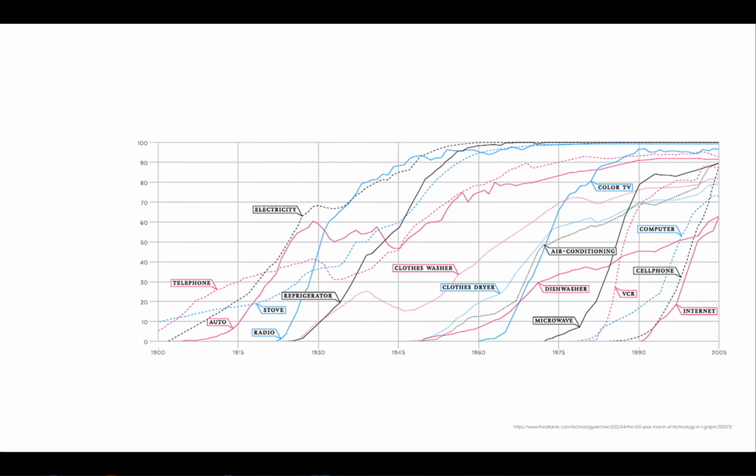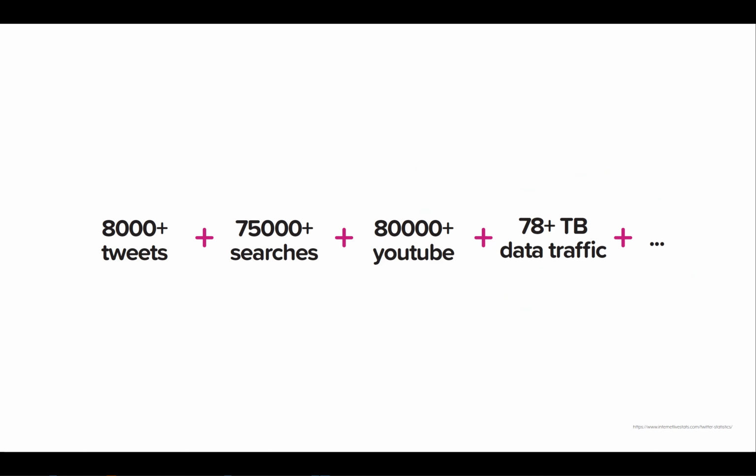But this graph is particularly interesting when you look at just the rate of adoption on technology and how things have been adopted. Especially when you think about the internet. Look at that graph between 1990 and 2005, and it's crazy the kind of adoption that's happening just in terms of technology. This is an interesting stat that I saw 2 days ago. This is how much data is moving through the internet per second. 8,000 tweets, 78 terabytes of data is moving.